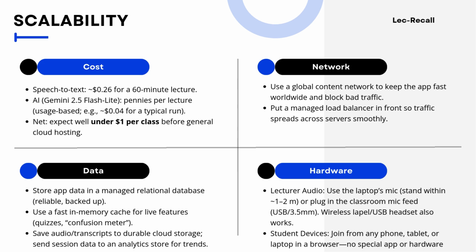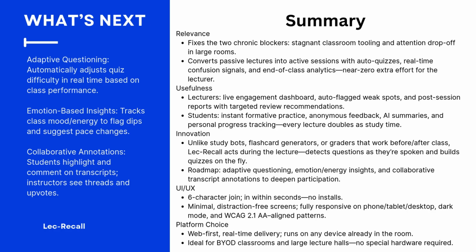To support production scale for data, we can use a managed relational database with backups, a fast in-memory cache for live features like quizzes and the confusion meter, durable cloud storage for audio and transcripts, and an analytics store for trends. For network, a global CDN keeps the app snappy, and a managed load balancer smooths traffic. For hardware, lecturers can use a laptop mic or plug into the room's mic feed. Students join from any browser on any device. This setup is ready for production scale classrooms.